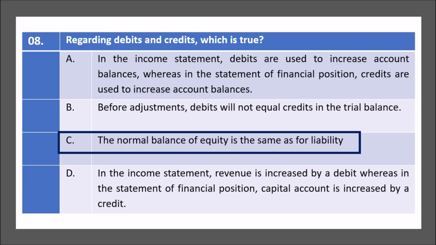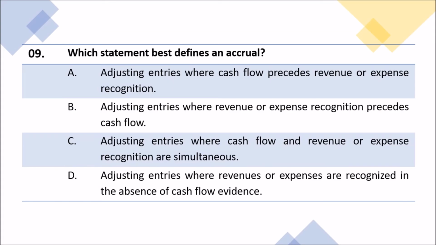Question number 9. Which statement best defines an accrual? A. Adjusting entries where cash flow precedes revenue or expense recognition. B. Adjusting entries where revenue or expense recognition precedes cash flow. C. Adjusting entries where cash flow and revenue or expense recognitions are simultaneous. D. Adjusting entries where revenue or expenses are recognized in the absence of cash flow evidence.